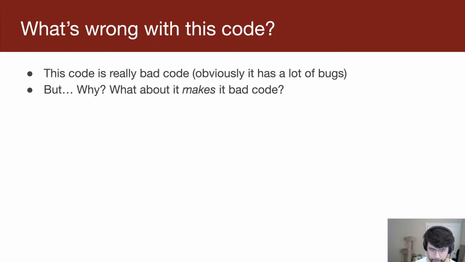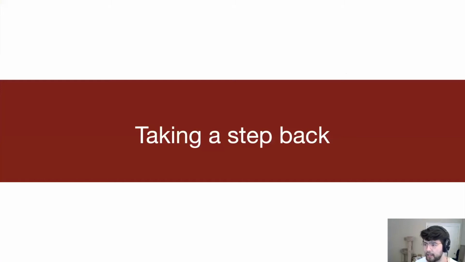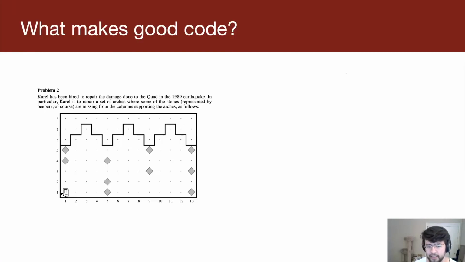There wasn't any structure. And I want to take a step back, actually, to 106A, and talk about the Stonemason Karel problem. For those who haven't taken 106A, this is a problem from the first week of 106A where there's this little robot named Karel, and the robot is supposed to place beepers, which are these diamonds, in these columns. The columns are 3 spaces in between each column, so they're 4 spaces apart.